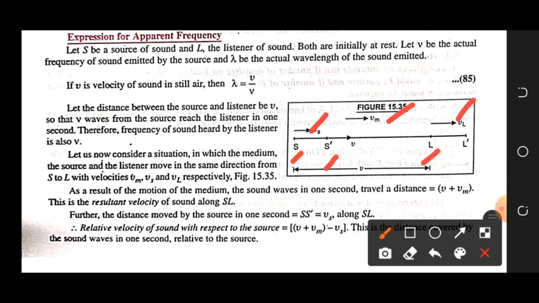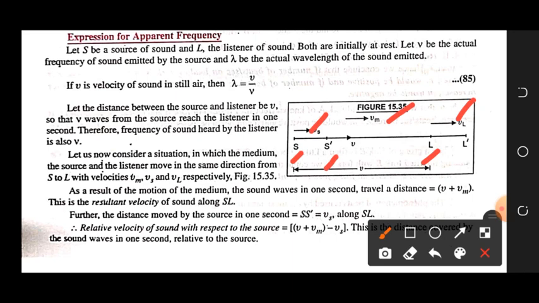Next, let us consider a situation in which the medium, source and listener all start to move in the same direction from S to L, with velocities vm, vl and vs respectively. As a result of the motion of the medium, the sound waves in 1 second now travel the distance v plus vm, because the medium is moving in the same direction. That will help the velocity of sound. So the overall velocity will now be v plus vm in this case. This is the resultant velocity of sound along SL.